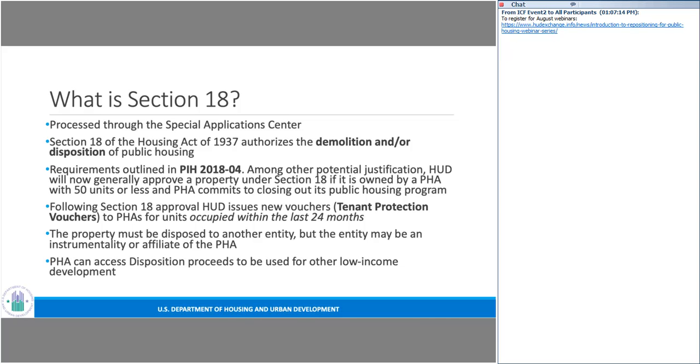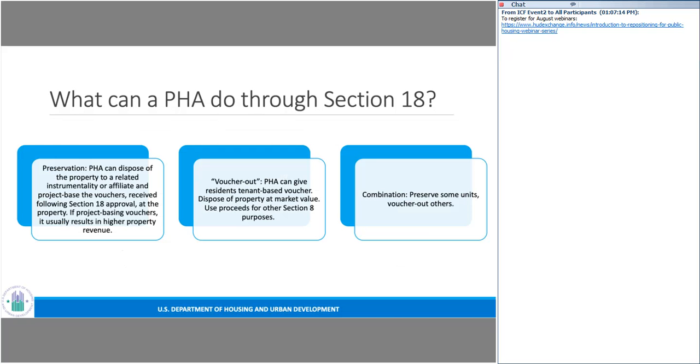If they do sell for fair market value, or even below fair market value at times, there may be proceeds, and those will be limited to use for other low-income housing development. So that's essentially what Section 18 is.